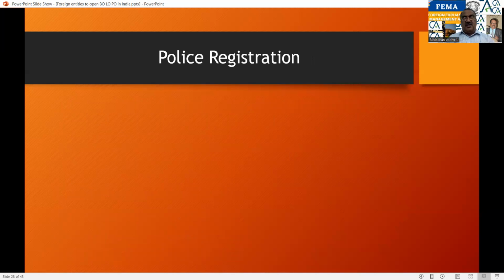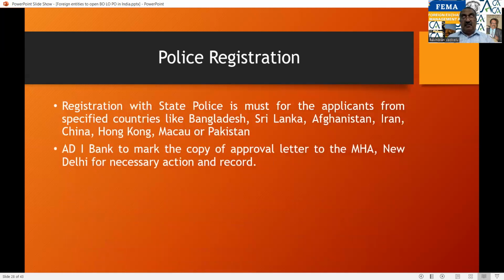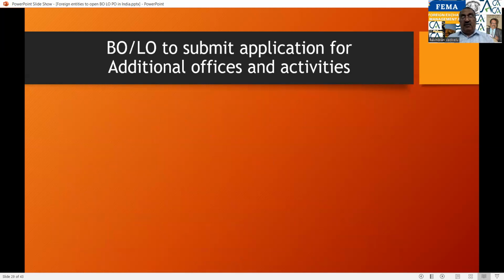Now, is police registration a must? Yes, it is a must, provided the applicants are from specified countries like Bangladesh, Sri Lanka, Afghanistan, Iran, China, Hong Kong, Macau, or Pakistan. So registration with the state police is a must. And the authorized dealer bank has to mark a copy of the approval letter to the Ministry of Home Affairs, New Delhi, for necessary action, because they have to forward these things to the Ministry of Home Affairs.